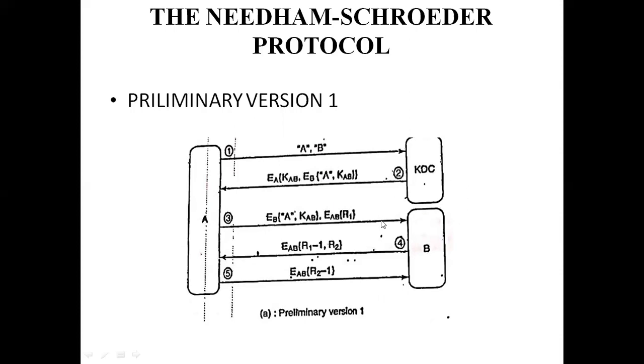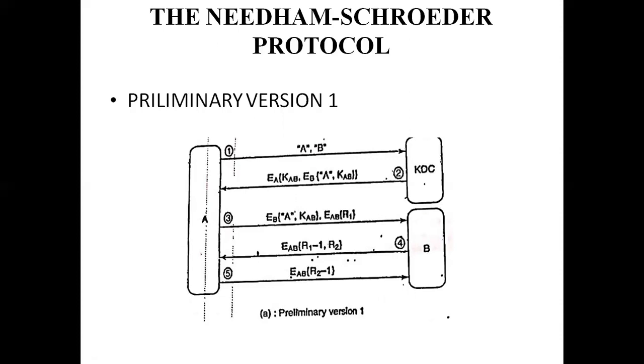What is the challenge given? It is a nonce. What do you mean by a nonce? A nonce is this R. R is a random number which is generated and used only once. The response involves determining the nonce and encrypting it with the session key K of AB. There are three versions: preliminary version 1, preliminary version 2, and preliminary version 3.